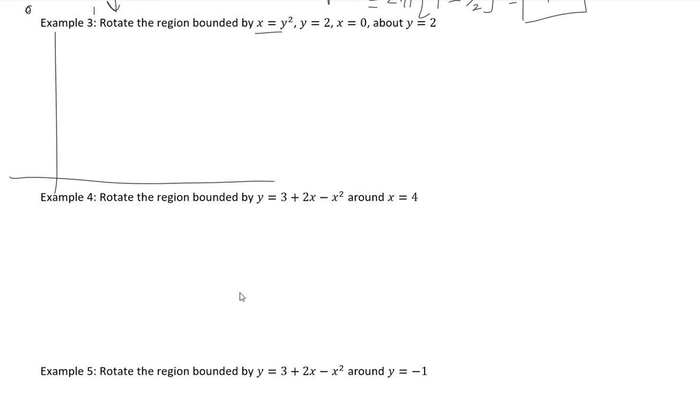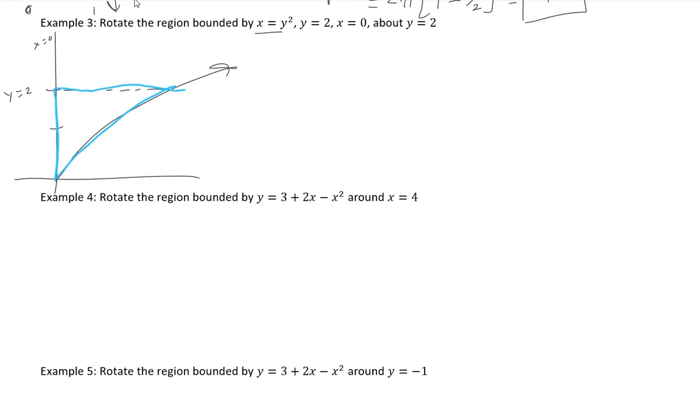So x equals y squared looks like this. Let's make that a little bit better. Have a little more room. So x equals y squared looks like this. Y equals 2. 1, 2, why not? I'll say that that's y equals 2. So it's bounded by y equals 2, and x equals 0 is the y-axis. So that means we're looking at this shape here. I'll highlight in blue. We're looking at that shape there. And we're rotating that around y equals 2.